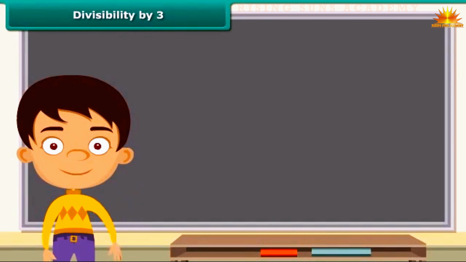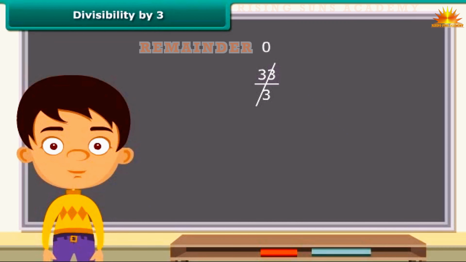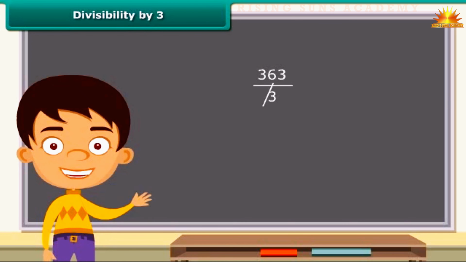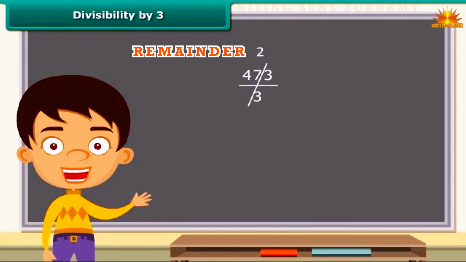We cannot apply a similar rule to check whether a number is divisible by 3 or not. You will see why. 33 ends with 3. When divided by 3, it leaves a remainder of 0. Therefore, 33 is divisible by 3. 473 also ends with 3, but when divided by 3, it leaves the remainder 2. Therefore, 473 is not divisible by 3. Quite clearly, the rules for checking divisibility by 3 are different.